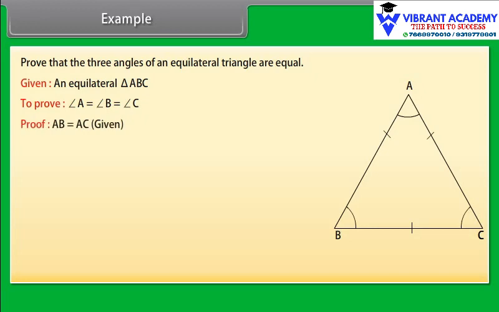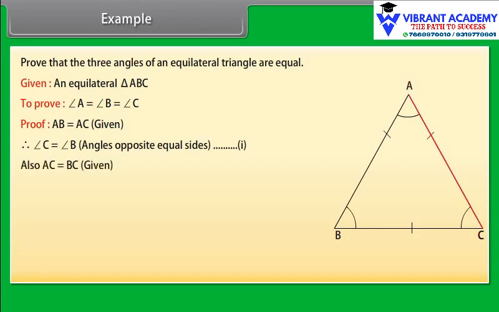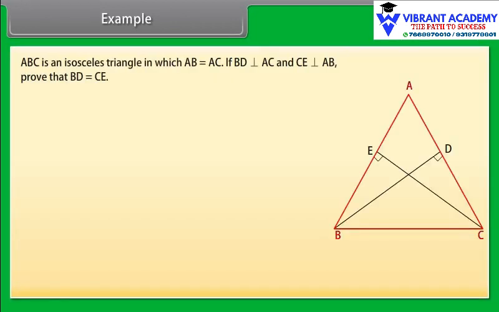Proof: AB is equal to AC is given. Therefore, angle C is equal to angle B because angles opposite equal sides are equal. Mark it as 1. Also, AC is equal to BC is given. Therefore, angle B is equal to angle A. Mark it as 2. From 1 and 2, angle A is equal to angle B, which is equal to angle C. Hence, the result.